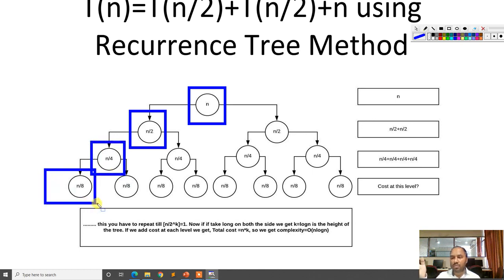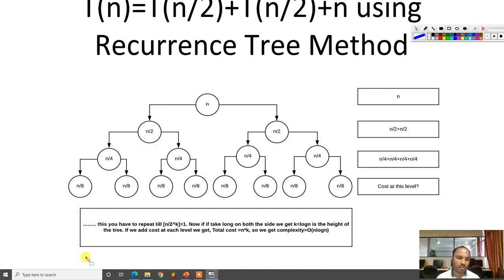Ultimately what we are trying to do is find out the pattern. What is the pattern? n divided by 2 raised to 3. So in general we have to repeat this process till the kth level, n divided by 2 raised to k, and when this value is going to be 1, we stop repeating this process. Here I have written that condition: when n divided by 2 raised to k is equal to 1.